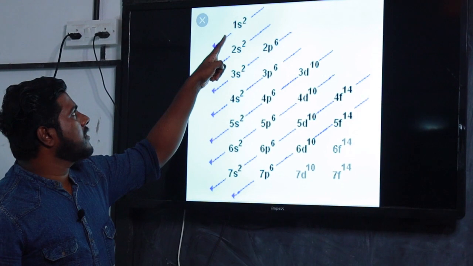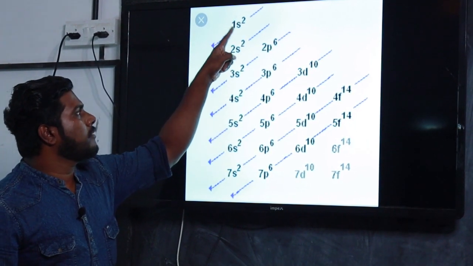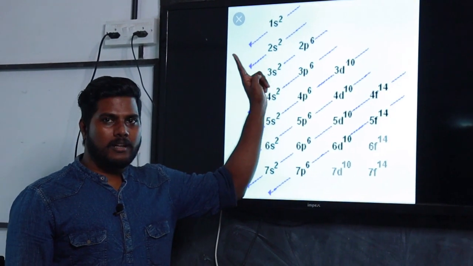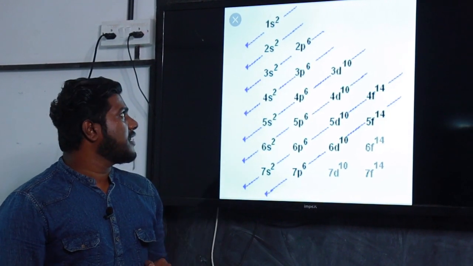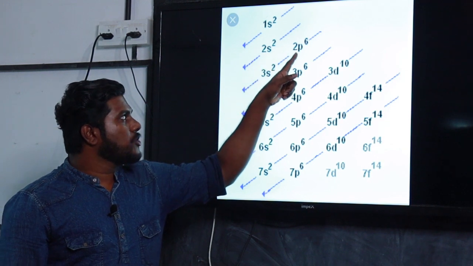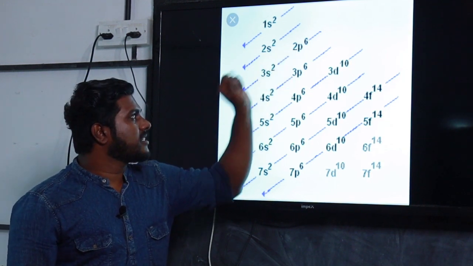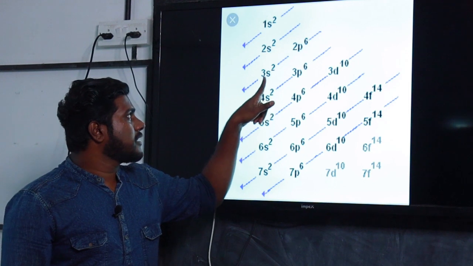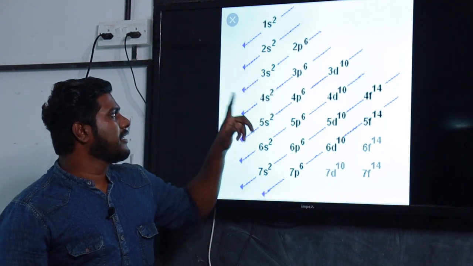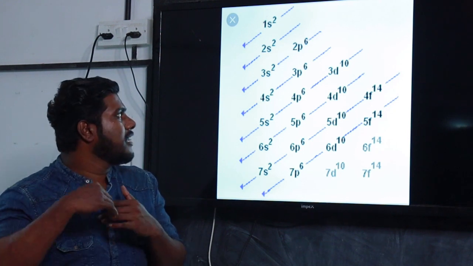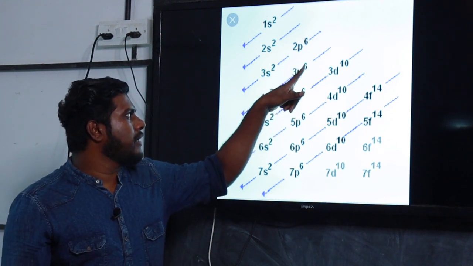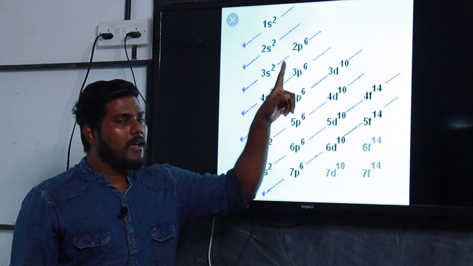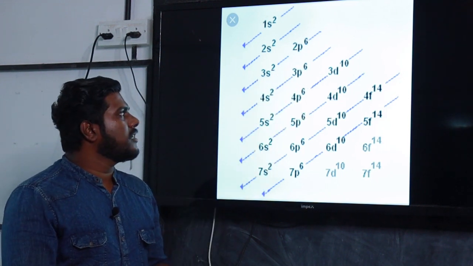1s2, the first shell, S subshell, and the maximum electrons present is 2. 2s2 means second shell, S subshell, maximum electrons 2. The second shell has 2 subshells, 2p6. 3s2 means third shell, first subshell, maximum electrons 2, and 3p6 means third shell, second subshell, that is p, maximum electrons 6. 3d10 is third shell, D subshell, maximum electrons 10.